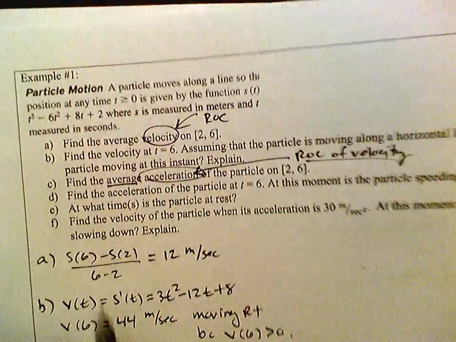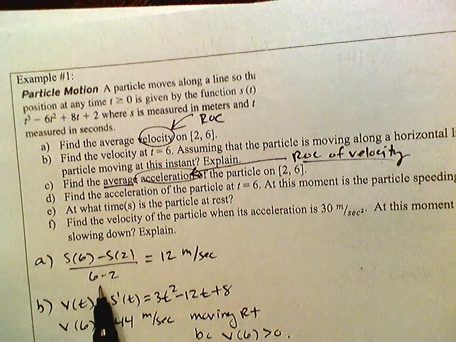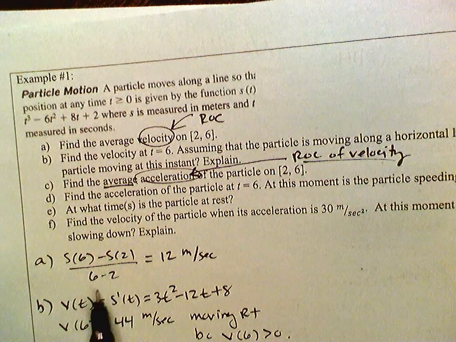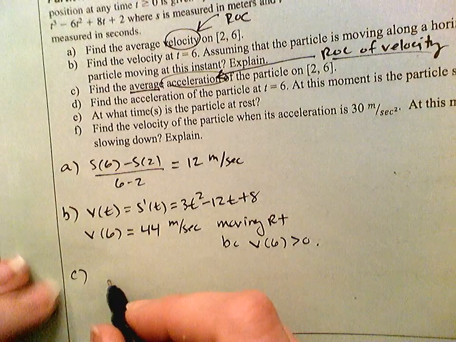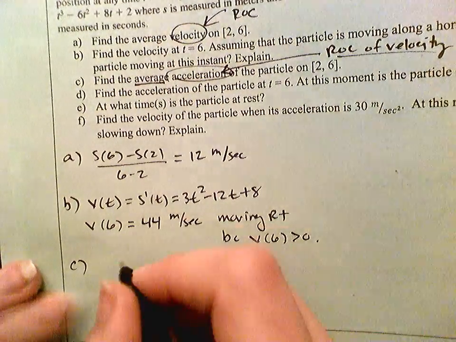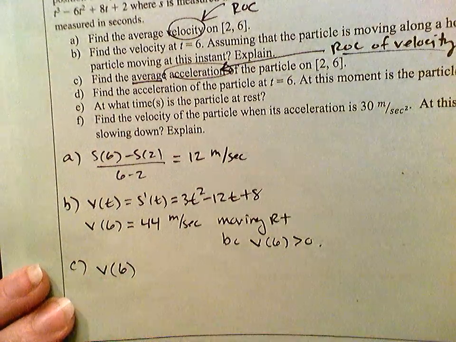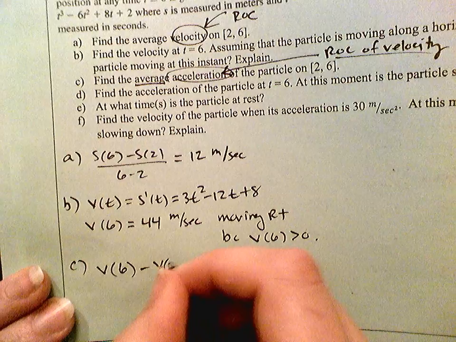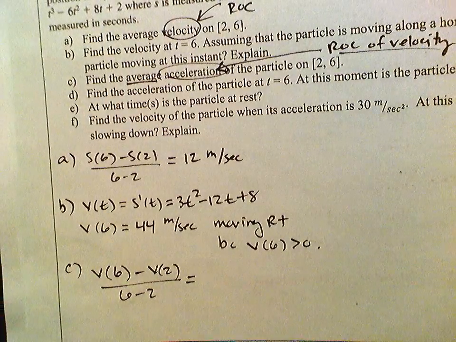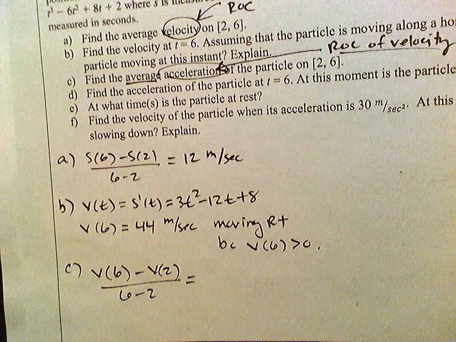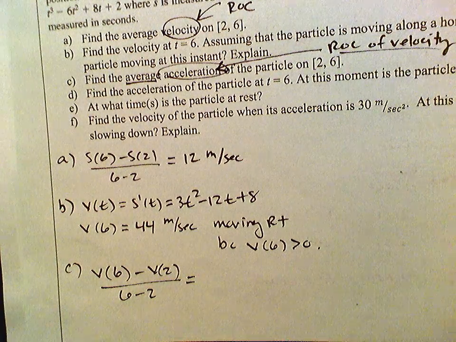Well, when we wanted the average rate of change of position, we used the average rate of change formula with the position function. Now I want the average rate of change of velocity, so I'll use the average rate of change formula with the velocity function. So I'm going to have v of 6 minus v of 2 all over 6 minus 2. And I ended up with 12.